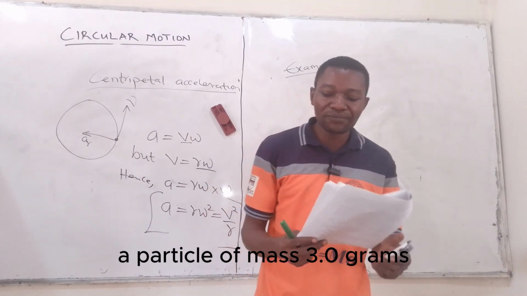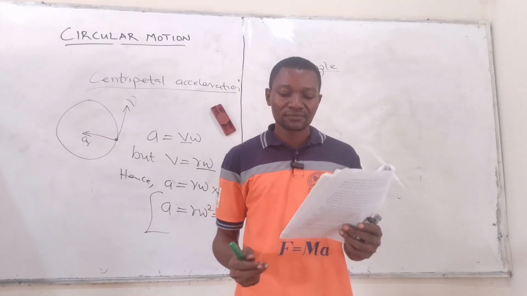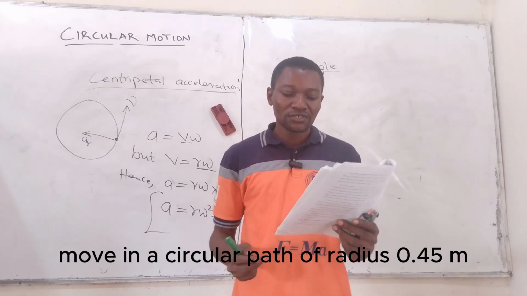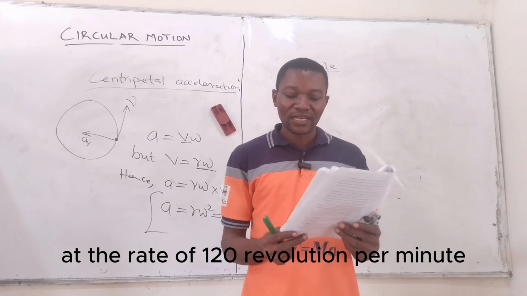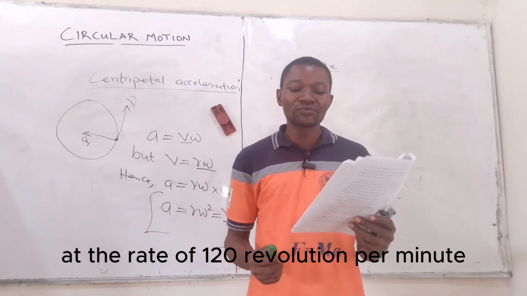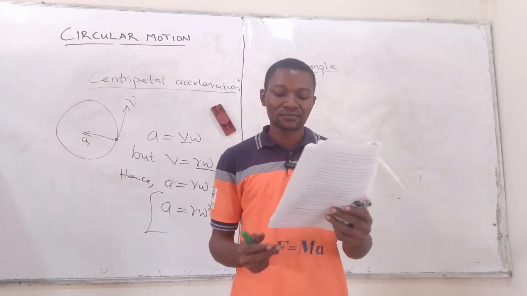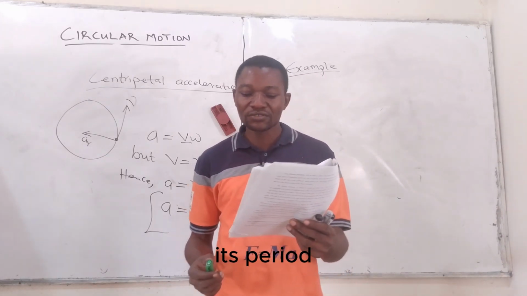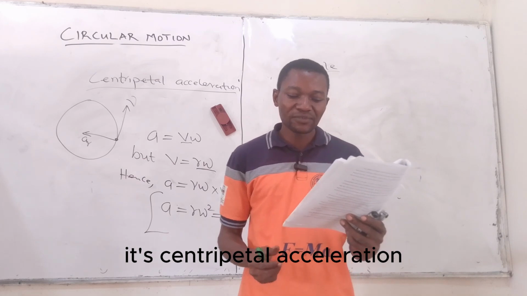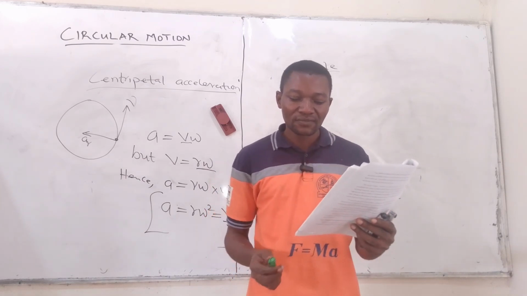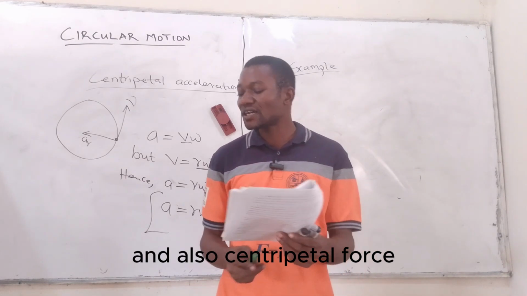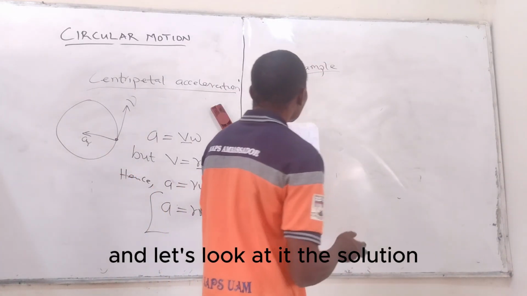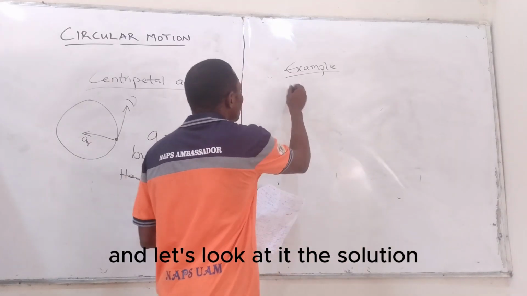A particle of mass 3.0 grams moves in a circular path of radius 0.45 meter at the rate of 120 revolutions per minute. Determine its frequency, its period, its centripetal acceleration, and also the centripetal force. That is the question we are looking at, and let's look at the solution.